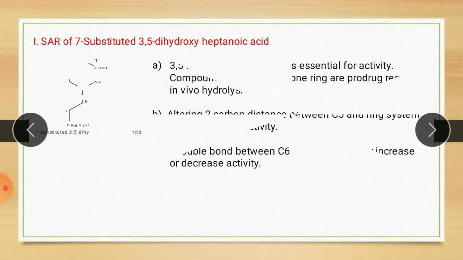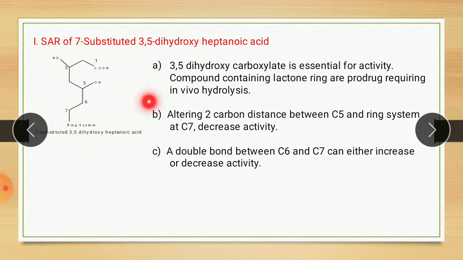So first, the SAR of 7-substituted 3,5-dihydroxyheptanoic acid. It is the general structure of this one part. In this, the first point is that the 3,5-dihydroxycarboxylate is essential for activity.